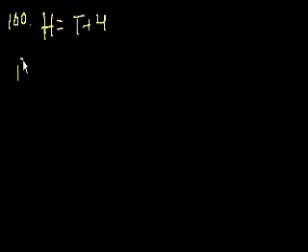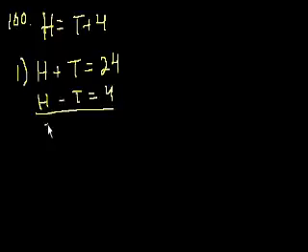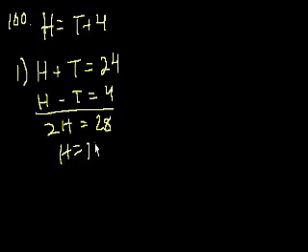So statement number 1 says the player tossed the coin 24 times. So that's what I just said. Heads plus tails is equal to 24. And so this is enough information by itself to know how many times did heads result, because we could rewrite this top equation as heads minus tails is equal to 4. And if you wanted to solve it, you'd get 2 heads is equal to 28. Heads is equal to 14. All of that would have been a waste of time.